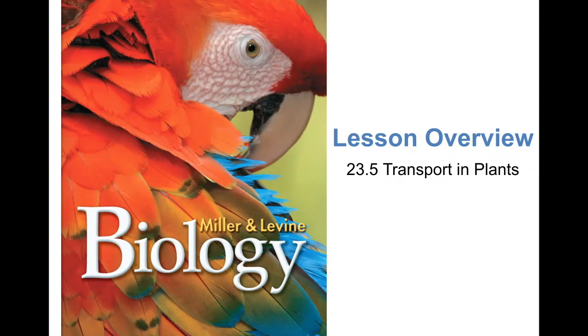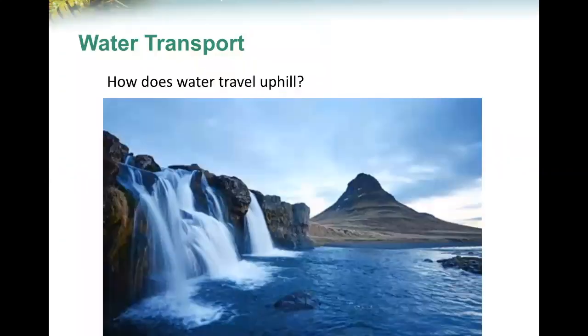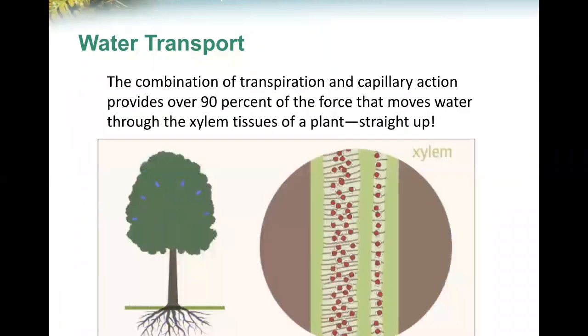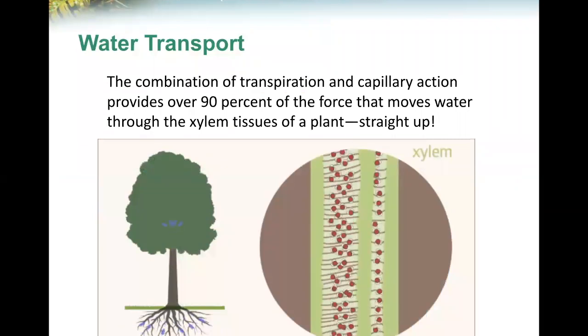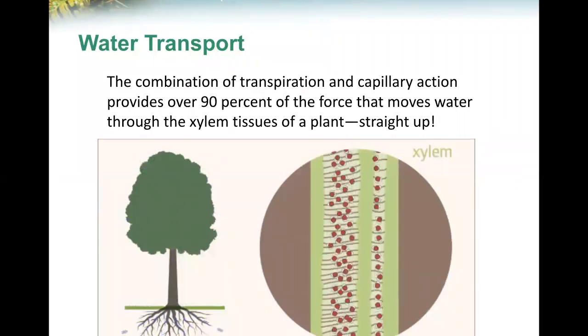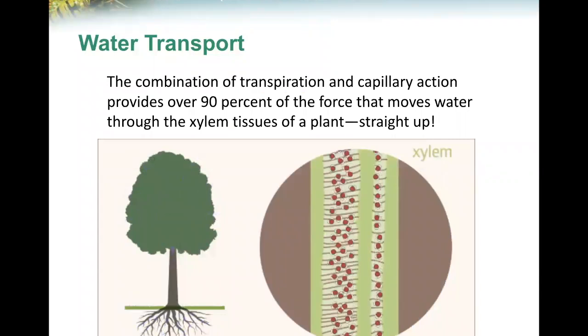Transport in plants. How does water travel uphill? The combination of transpiration and capillary action provides over 90% of the force that moves water through the xylem tissues of the plant straight up.